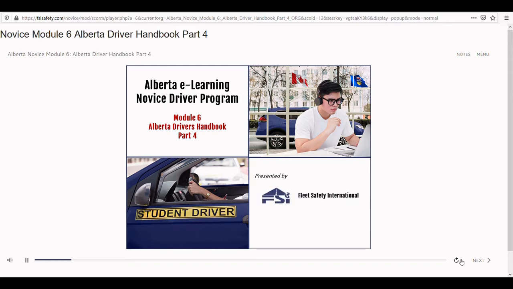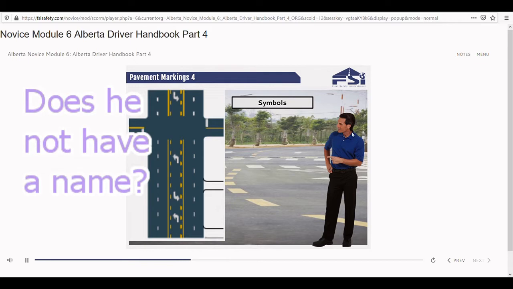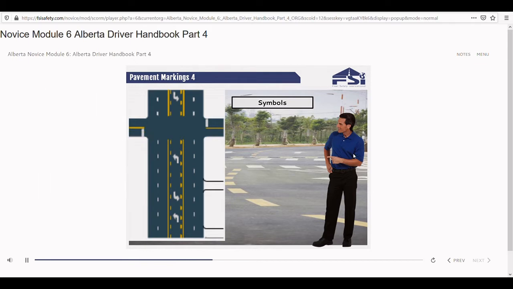Fleet Safety International presents the e-learning program, the Alberta Novice Driver Program. Welcome to Module 6, Alberta Driver Handbook, Part 4. That indicates what vehicle movements are permitted in a lane. On a two-way left turn lane, the center lane of the road is reserved for left-turning traffic.